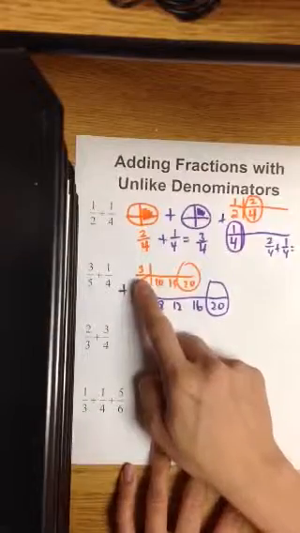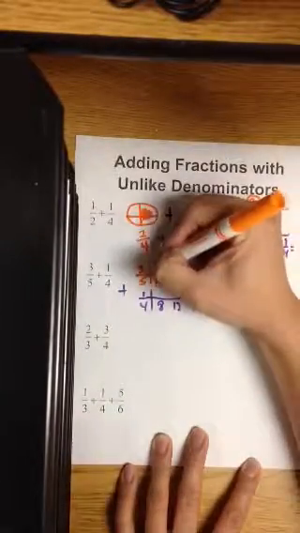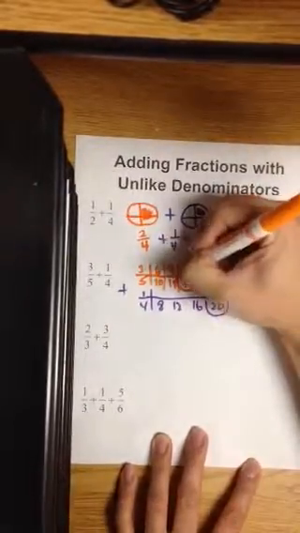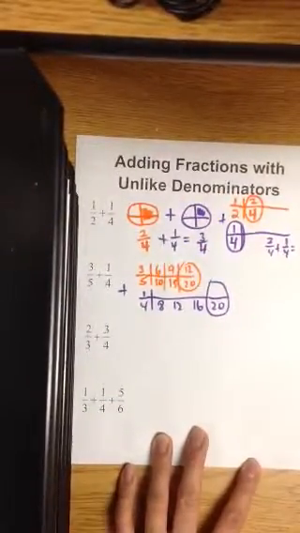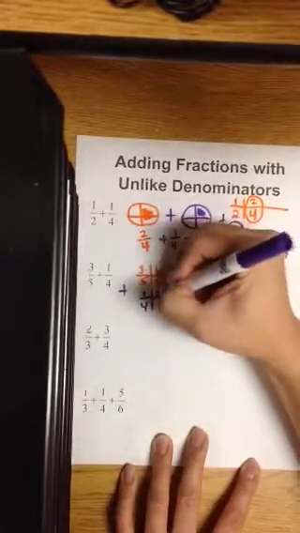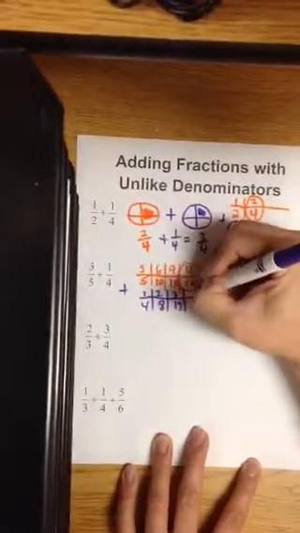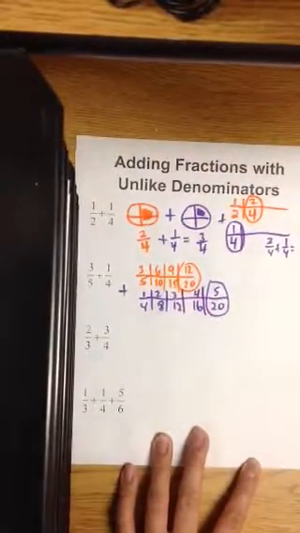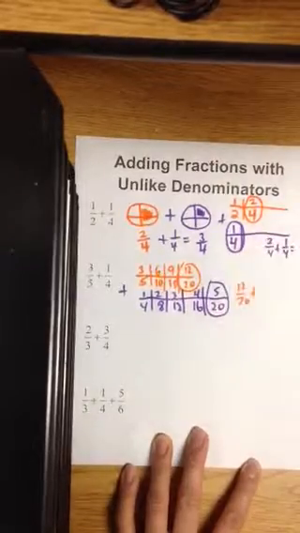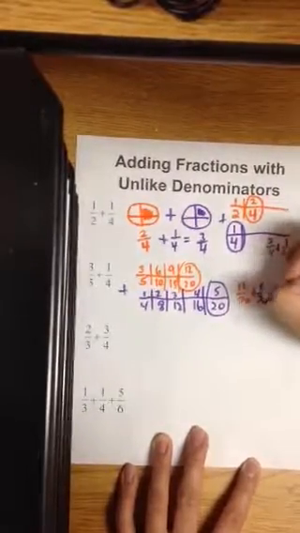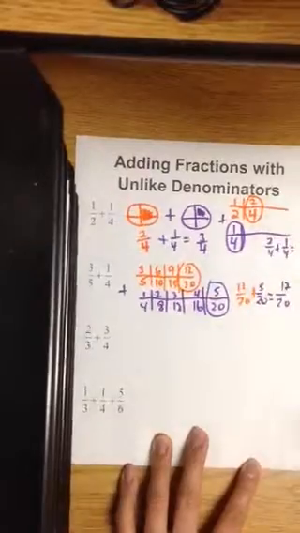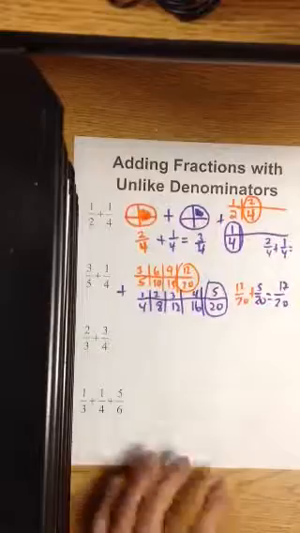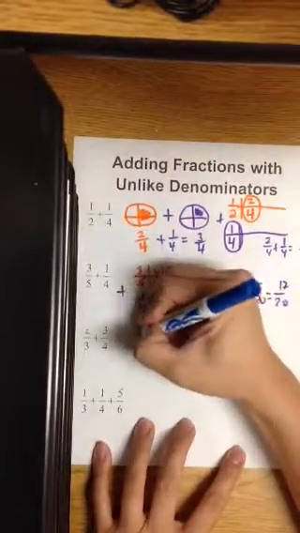So what is another way to rename 3/5? You could rename it as 6/10. You could rename it as 9/15. You could rename it as 12/20. 1/4 is equivalent to 2/8, 3/12, 4/16, and 5/20. So 12/20 plus 5/20 adds up to 17/20. So we found a common denominator, 20. We add the numerators.